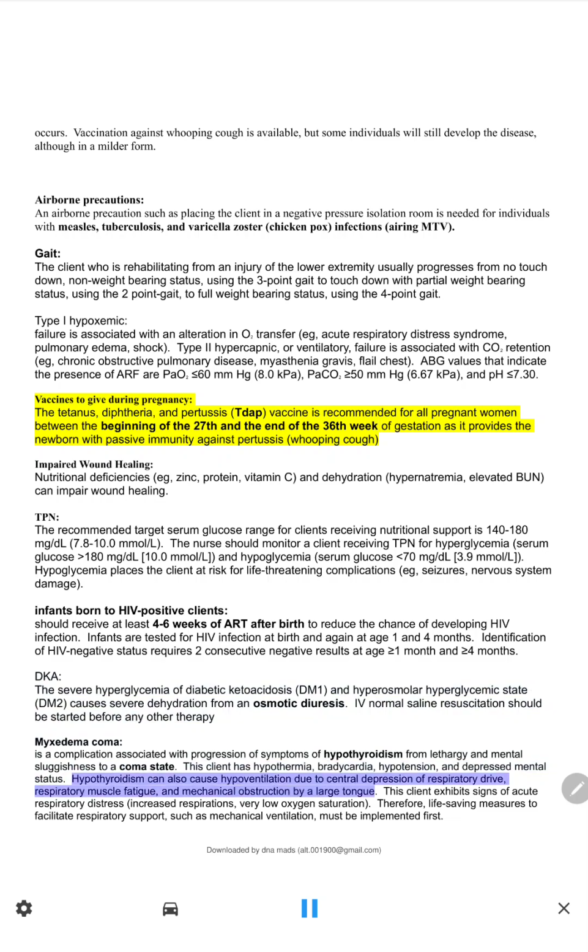Hypothyroidism can also cause hypoventilation due to central depression of respiratory drive, respiratory muscle fatigue, and mechanical obstruction by a large tongue. This client exhibits signs of acute respiratory distress, increased respirations, and very low oxygen saturation. Therefore, life-saving measures to facilitate respiratory support, such as mechanical ventilation, must be implemented first.